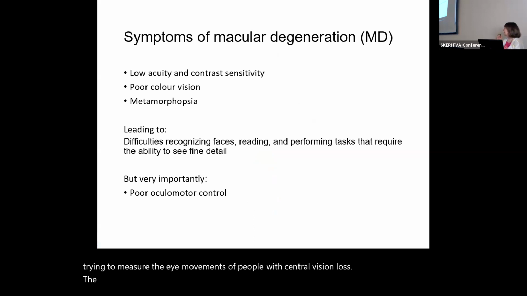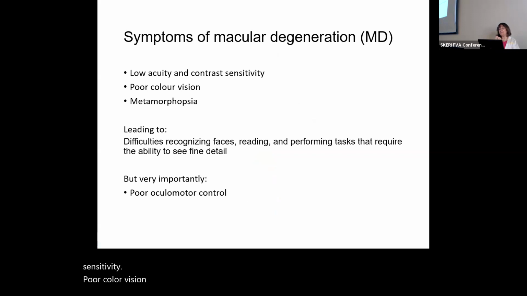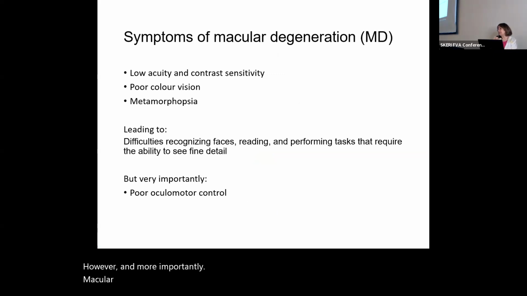The symptoms of macular degeneration are well known. They include low acuity and contrast sensitivity, poor color vision, metamorphopsia in some cases, and all of this leads to difficulties recognizing faces, reading, and in general, performing any task that requires the ability to see fine detail. However, and more importantly, macular degeneration affects the control of the movements of the eyes.